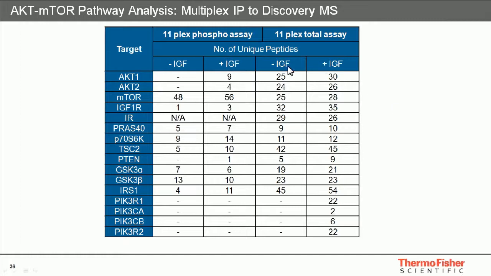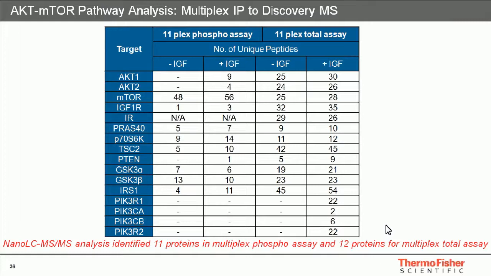In the total assay, not only do you identify all the targets, but you can also see that after activation with IGF, you identify PI3 kinase, all subunits, the catalytic and the regulatory subunits. That only happens after IGF stimulation, where IRS1 binds to PI3 kinase. So that also confirms the biological model that has been used among researchers for IGF stimulation. This particular method identifies all 11 proteins using the multiplex assays.